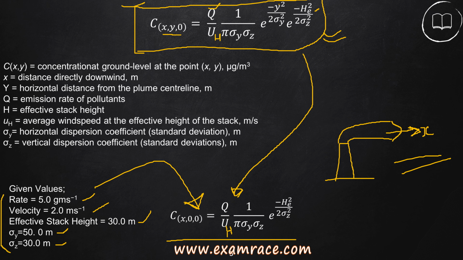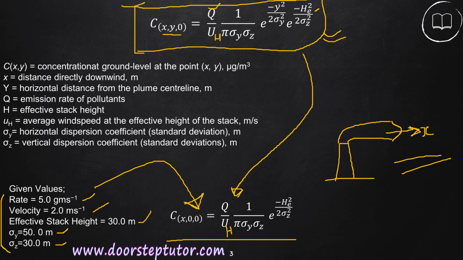The given values in the question are: the emission rate is 5 gram per second, the velocity of the wind is 2 meter per second, the effective stack height is 30 meter, sigma y is 50 meter and sigma z is 30 meter. So we'll put these values in this equation and we'll obtain the result.